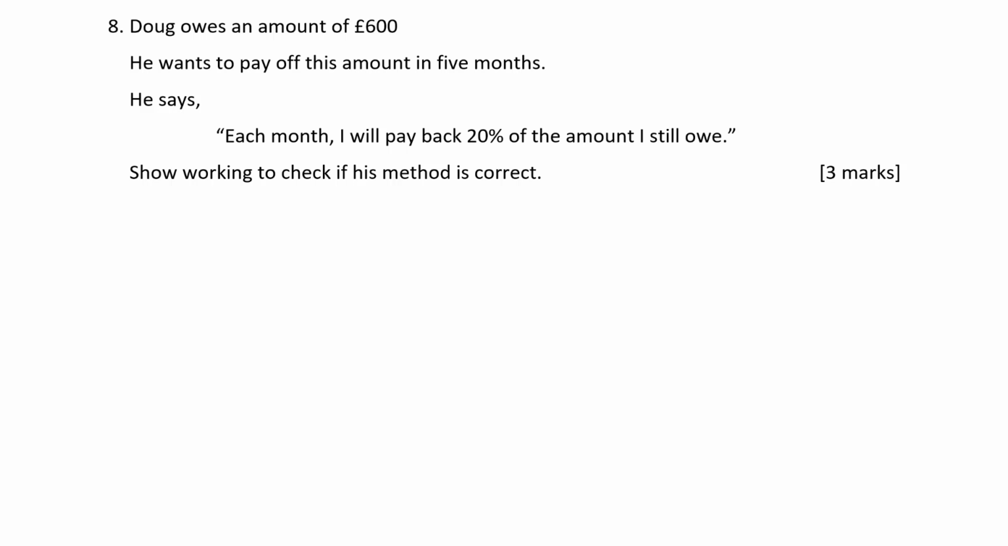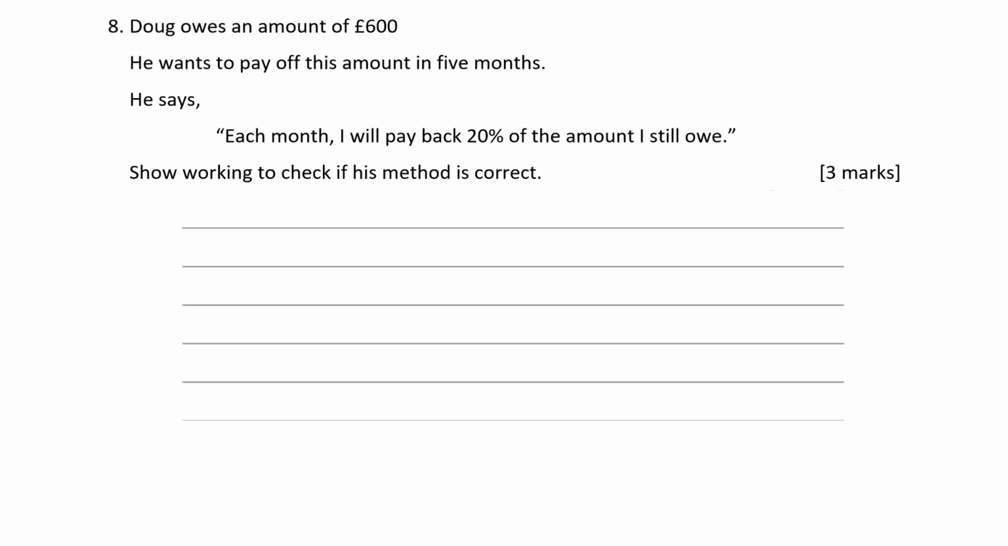I don't think this is going to work, Doug. If you're just paying back 20% of what you still owe, this is a kind of never-ending sum, isn't it? Basically, it's like compound interest, isn't it? So for percentages, final, original, multiplier. The final is what we're trying to find here. The original is 600, and the multiplier, so if he's paying back 20%, then he's retaining 80% of the value, isn't he? So you're basically timesing through by 0.8 each time.